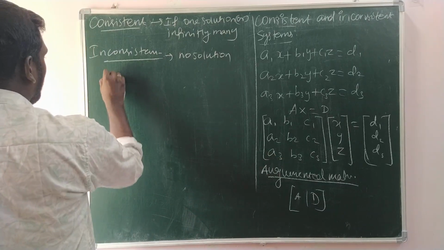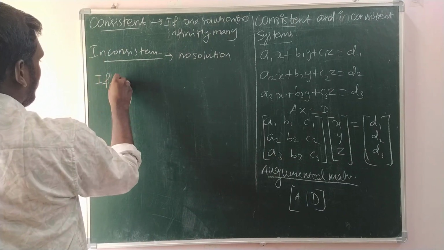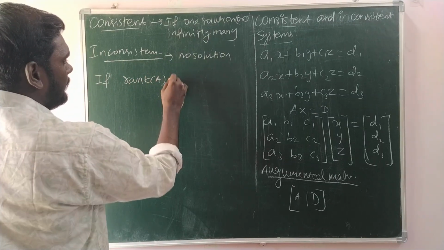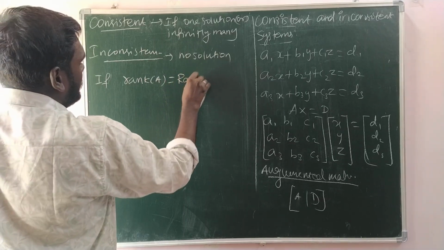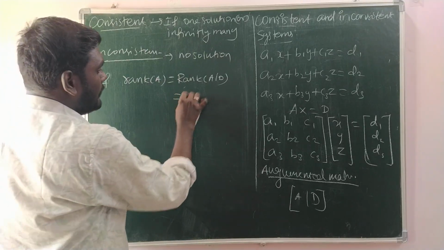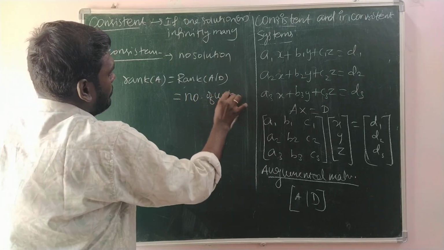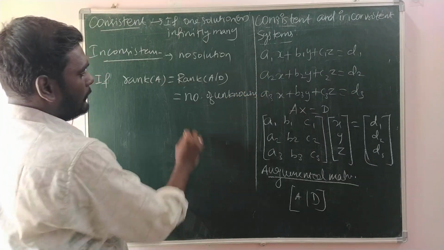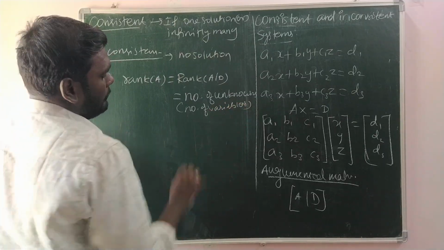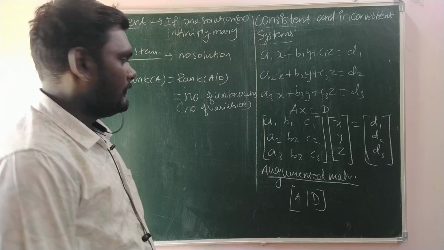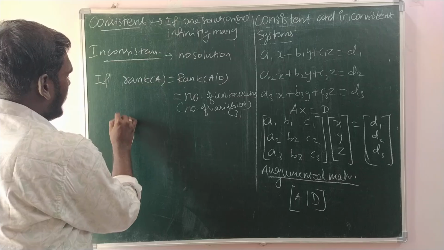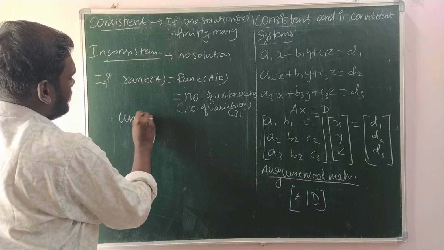So, if the rank of A is equal to the rank of the augmented matrix AD, and that is equal to the number of unknowns. What is the number of unknowns? It means the number of variables. Here 3 variables are there, so in this case it is 3. Then we say it has exactly one solution. The system has a unique solution.